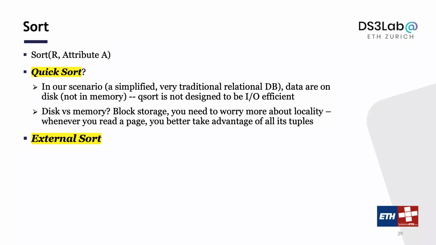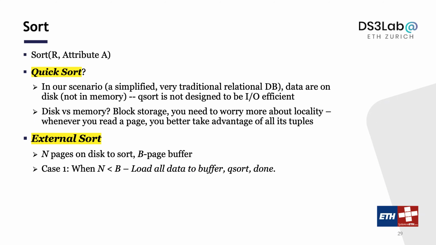The algorithm we are going to talk about is called external sort, which just means we use external storage, here the hard drive, to sort. Assume you have n pages on disk to sort, and assume you have a B-page buffer. That is always our assumption. There's a simple case, right? Assume n is smaller than B, in the sense that your buffer is much larger than your data. In that case, the whole thing is easy to do.